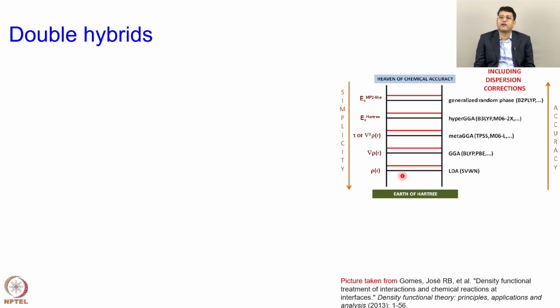So, the lowest rung in this ladder is LDA, the second rung is GGA, the third rung is meta GGA, the fourth rung is the hybrid functional, and the fifth rung is where you come with the double hybrid. So, as I go up the ladder my accuracy increases, of course, my simplicity decreases and my functionals become more and more complicated. So, the highest rung in that ladder is called double hybrids.